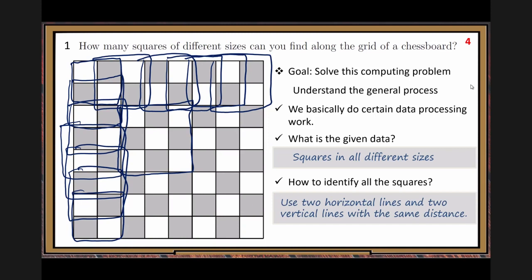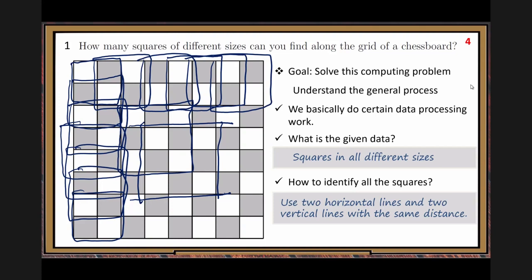So to identify a square, we use 2 vertical lines and 2 horizontal lines with the same gap, right? Same distance between. That's how we define one square. Only use the grid lines. With the same horizontal gap and vertical gap, we can define one square.